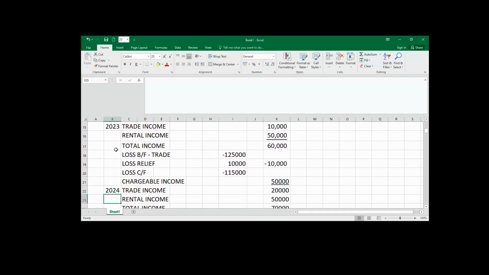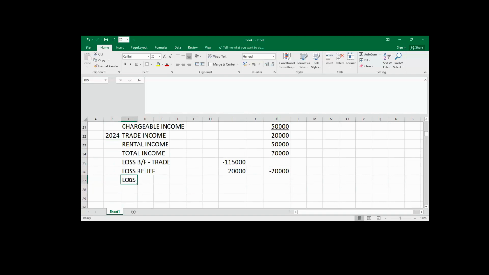After the 4th time, any balance will become lapse. So the implication is that this loss of 115 minus 20,000, which is how much? 95,000. This loss of 95,000 cannot be taken to the next period. It will now become loss lapse. Why? Because we only have 4 times to relieve the loss.